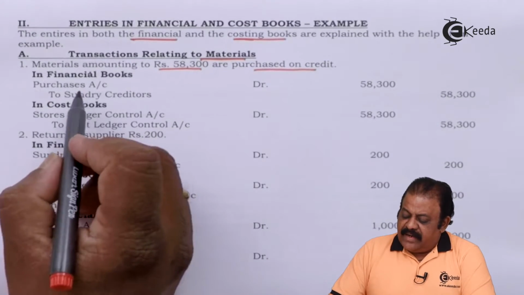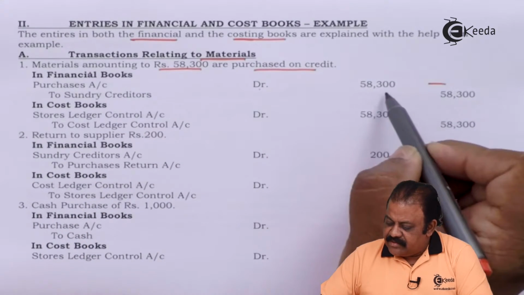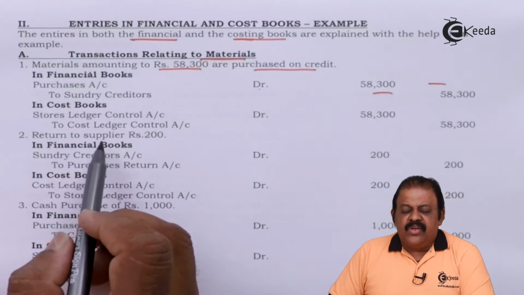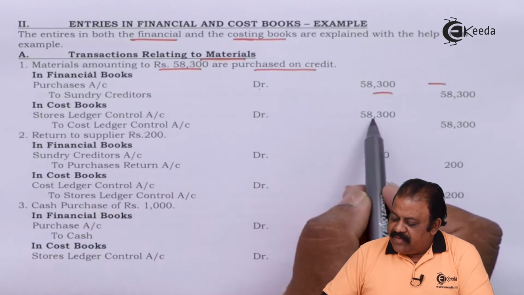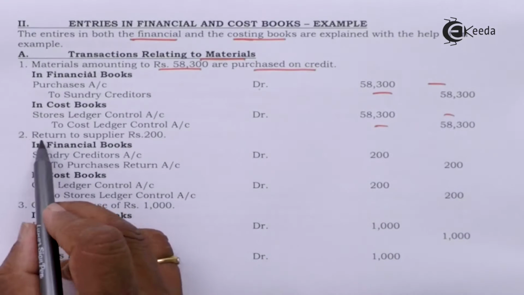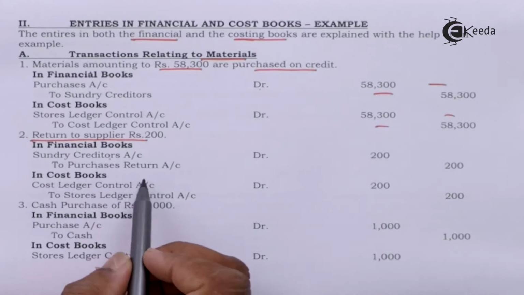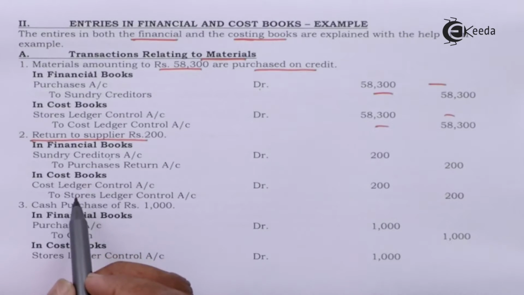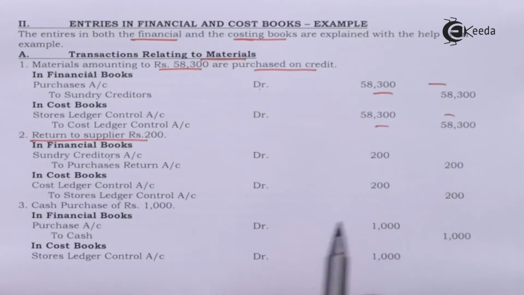In financial book, our entry will be purchases account debit to sundry creditors 58,300. In cost book, our entry will be store ledger control account debit to cost ledger control account 58,300. Return to supplier of goods worth 200. In financial book, our entry will be sundry creditors account debit to purchase return account 200. In cost book, our entry will be cost ledger control account debit to store ledger control account 200.